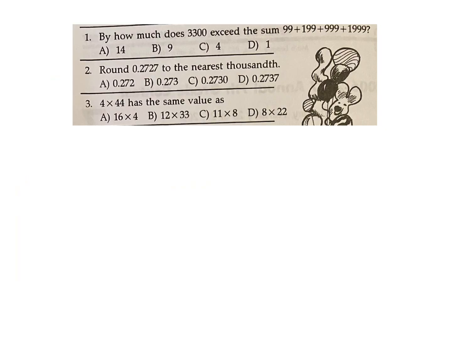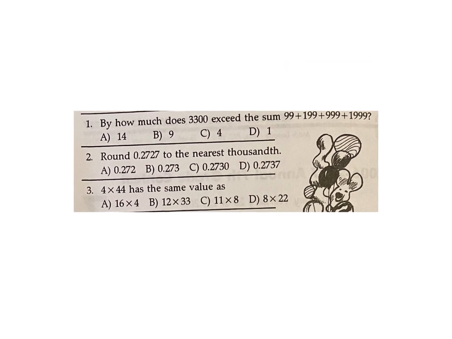By how much does 3,300 exceed the sum 99 plus 199 and so on? Okay, well, each of these, if we were just to make it one more, you would have the following. And if you added these guys, you would get 3,300.